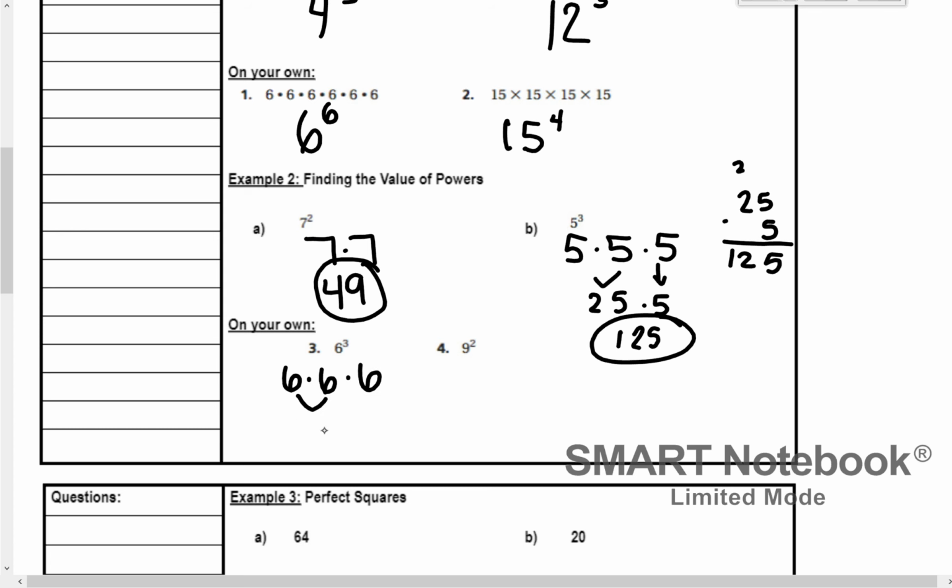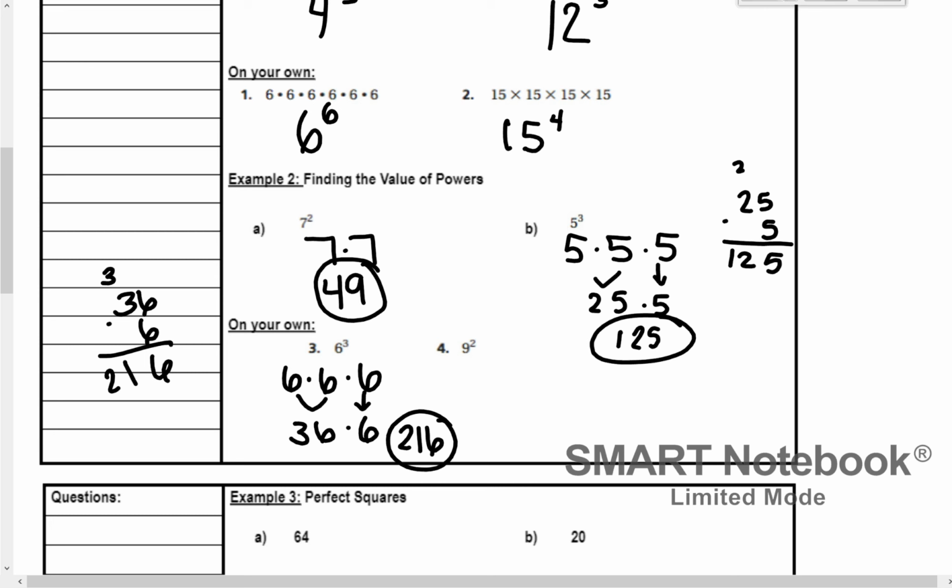We have to group 2 of those together at a time. So 6 times 6 is 36 times that last 6. I'm going to pull it over to the side so I can show my work. 6 times 6 is 36. Write our 6, carry our 3. 6 times 3 is 18, 19, 20, 21. We get a final answer of 216.